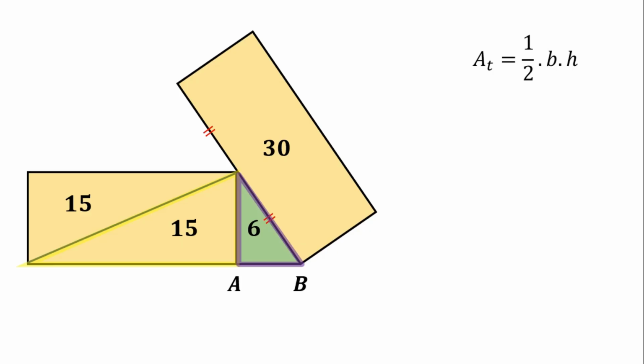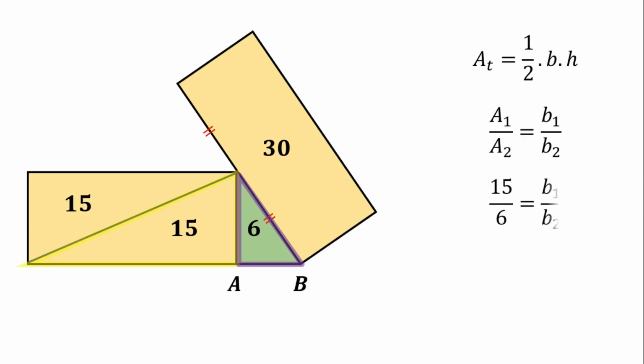Since the heights of these two triangles are equal, the ratio of their areas must be equal to the ratio of their bases. Let's call the area and base of the larger triangle A1 and B1 and those of the smaller triangle A2 and B2. So we have A1 divided by A2 equals B1 divided by B2. Now let's substitute the areas and simplify the ratio.